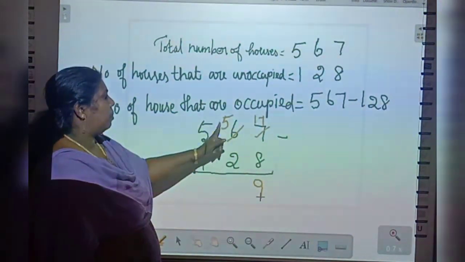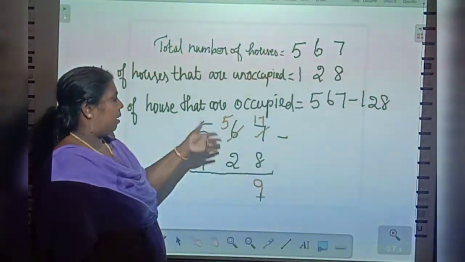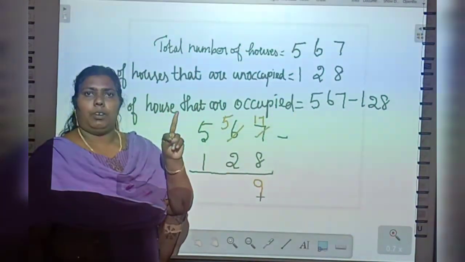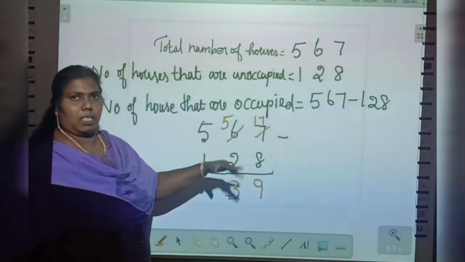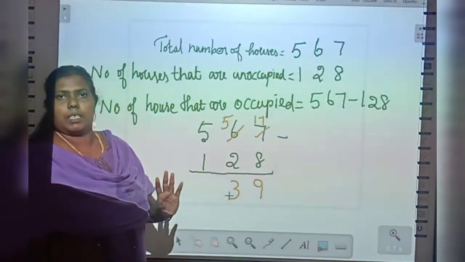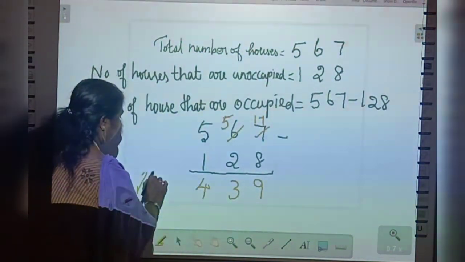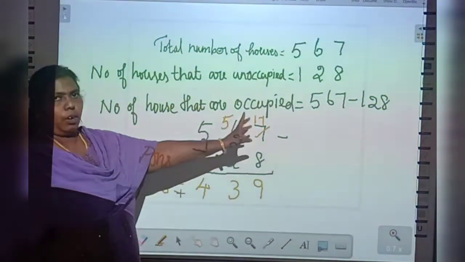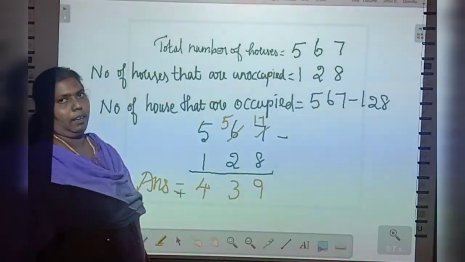Now the ones place is over. Next, the tens place. Tens place 5 minus 2. 5 is the bigger number, so we can subtract directly. In our mind, take 5 and count back 2 fingers: 4, 3. Yes. Tens place is over. Now the hundreds place, 5 minus 1. 5 minus 1 is 4. Now what is the answer? The answer is 439 houses are occupied, right? Yes, the answer is 439.